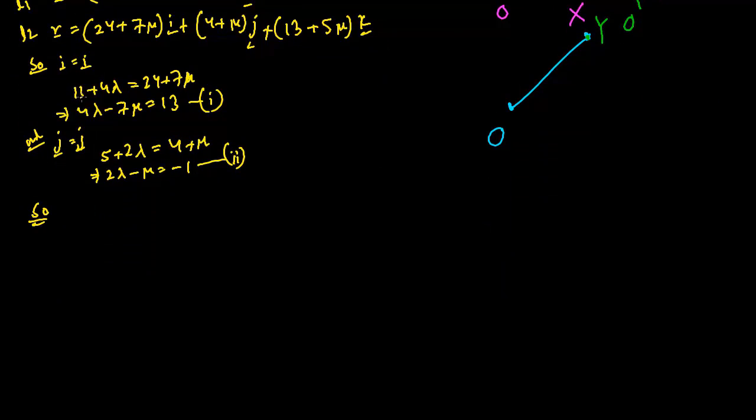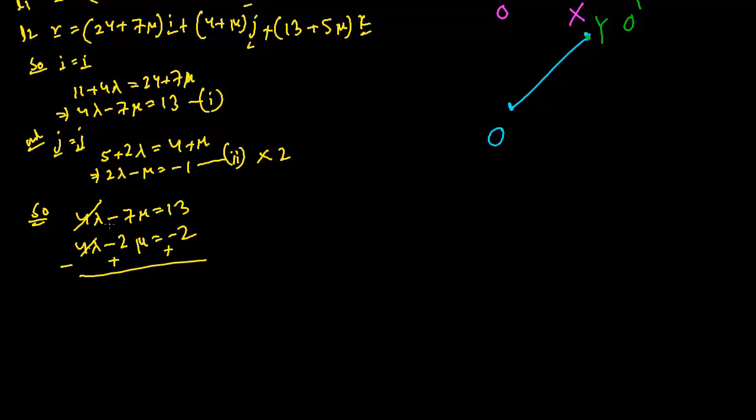With equation 1 and equation 2, I can multiply equation 2 by 2. So equation 1 is 4 lambda minus 7 mu equals 13, and multiplying equation 2 by 2 gives 4 lambda minus 2 mu equals minus 2. Now let's change the sign and use the method of elimination. The 4 lambda cancels, this becomes minus 5 mu, and this becomes 15. Therefore, mu equals minus 3.